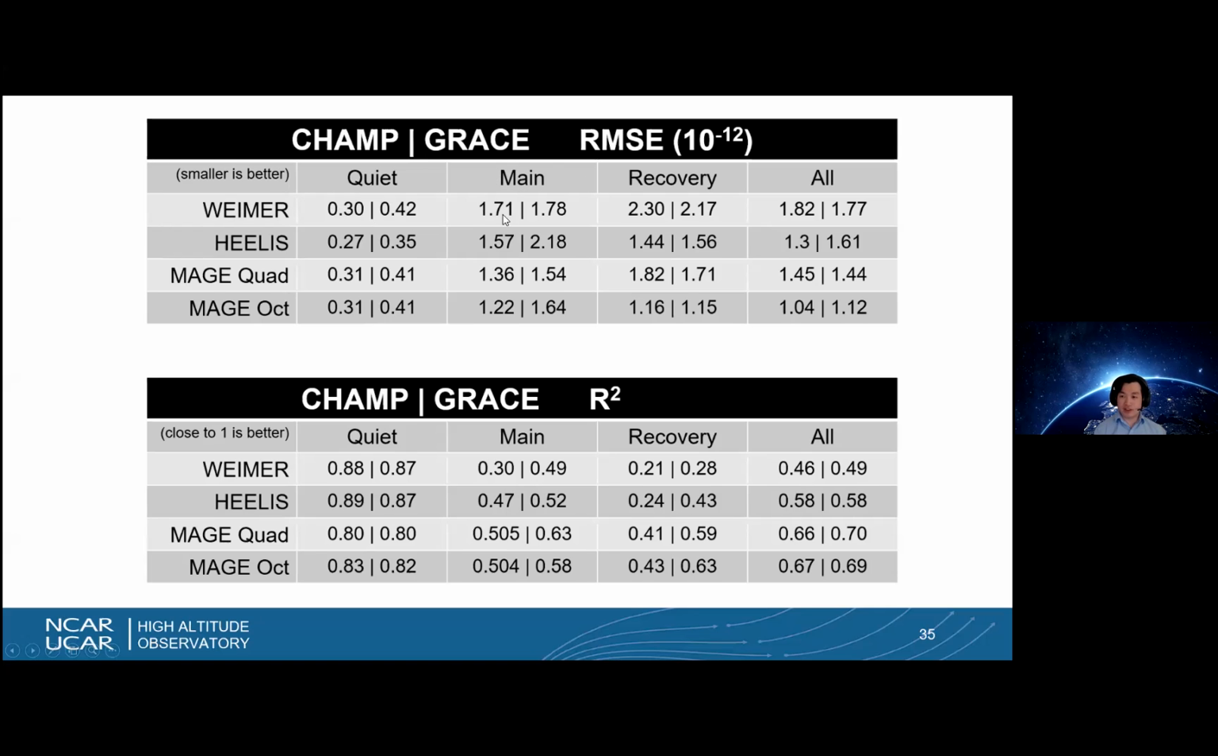In the main phase, we have 1.7 for Weimar. So Champ and Grace are in between these, in this pipe here. So you have Champ and Grace, and so you have 1.7, 1.78, and then we increase that, or we decrease that. We get a much better agreement with the Mage model. So you can see that we do a lot better in the main phase.